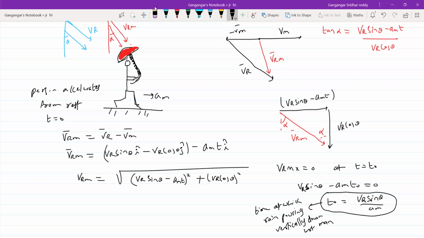Sir, what's the denominator, sir? What do you mean by denominator? AM, acceleration of man. Okay, not visible clearly. I'll make the correction. So this is AM.